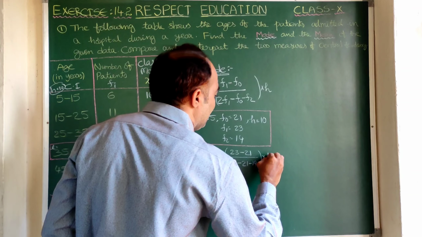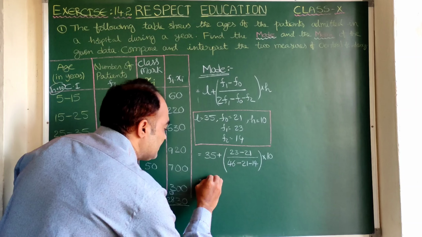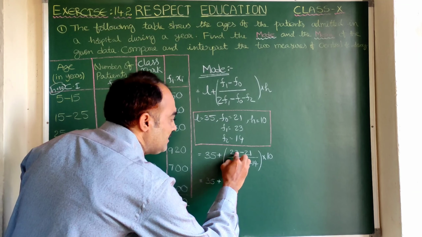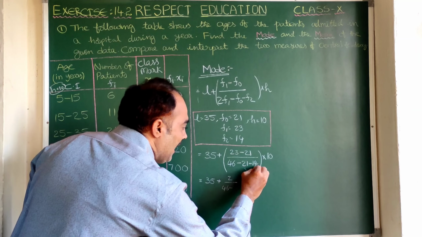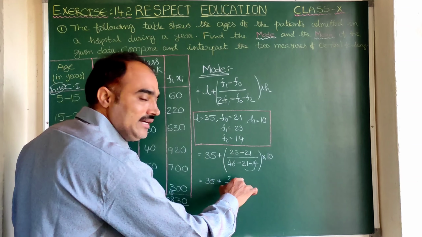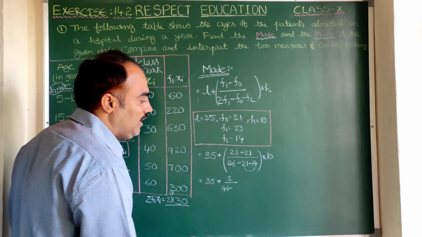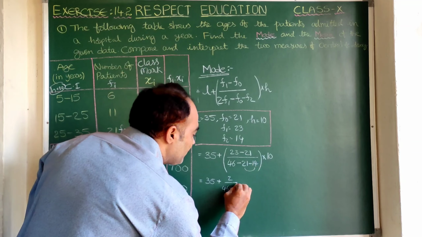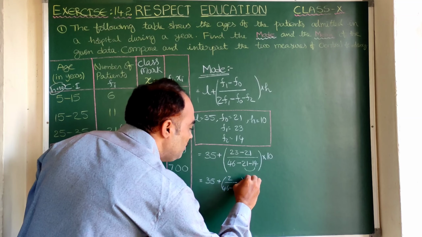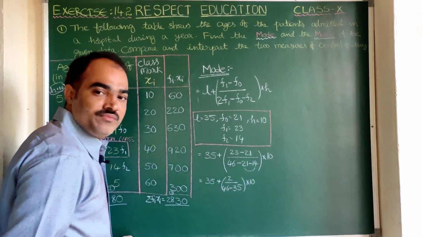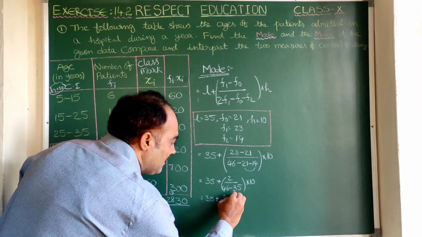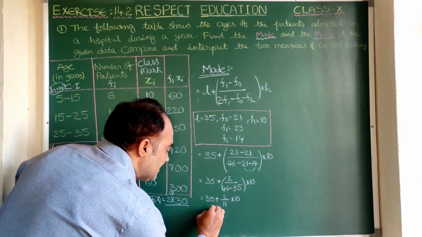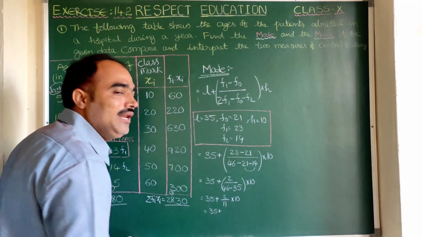You can read this as either F0 or F0 into H. H is 10. Now here let us write 35 as it is, plus 23 minus 21 is 2, by 46 as it is, and add them. 21 minus 14 are to be added with the minus symbol, that is 35. Clear? Into 10. Now here this is 35 plus 2 by 46 minus 35 is 11, into 10. So here this is 35 plus 20 by 11.